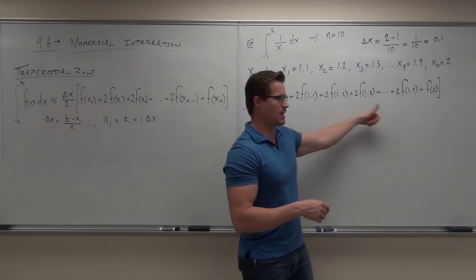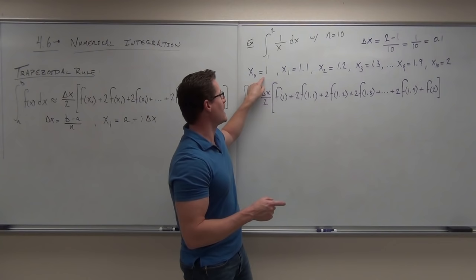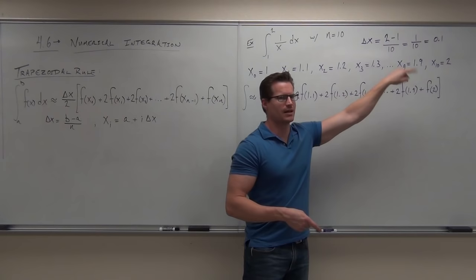So it says, okay, cool. Well, if that's my delta x, then I start with my a, and I just add my delta x for every new term. So I add it, then add it, then add it, then add it, then add it, till I get up to my last one. Plug in the formula, we have delta x over 2, no problem.